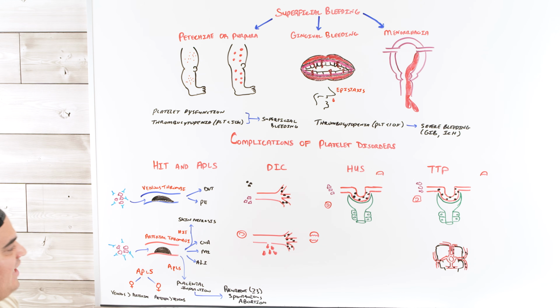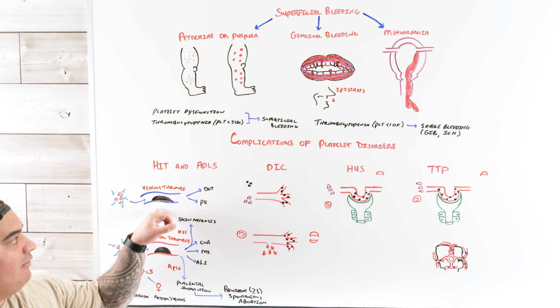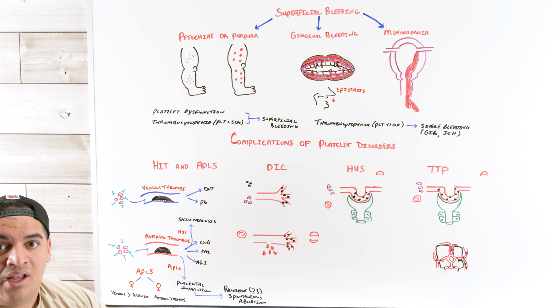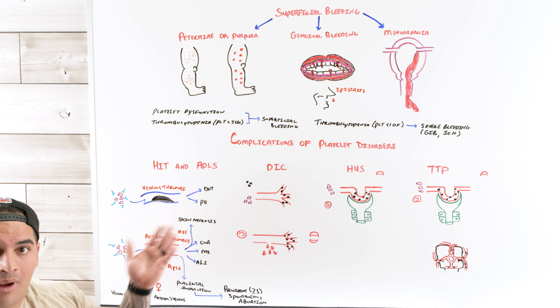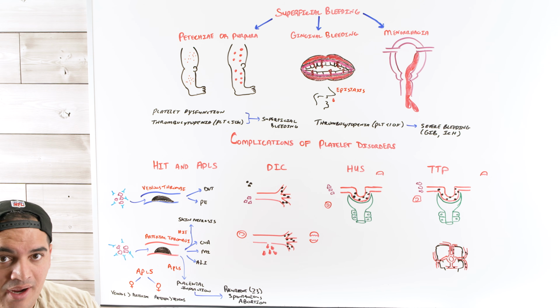So again, take away from this that in HIT, they will have either venous or arterial thrombi. They can also have skin necrosis, and they can also have thrombocytopenia. But they have to have heparin exposure within 5 to 15 days, right?